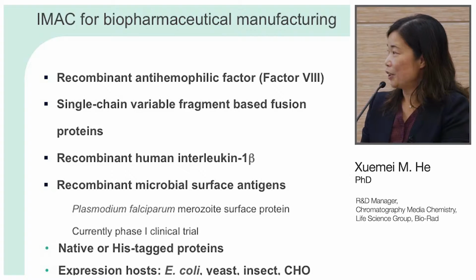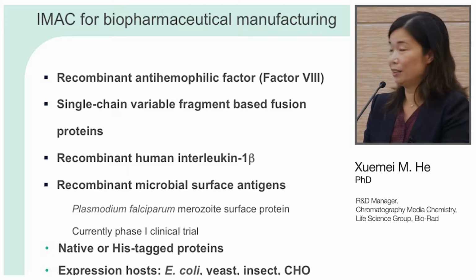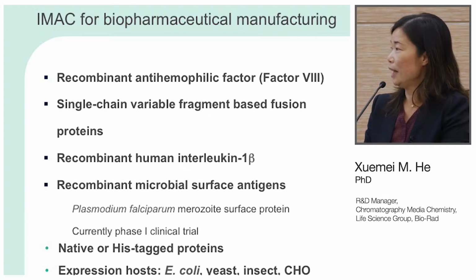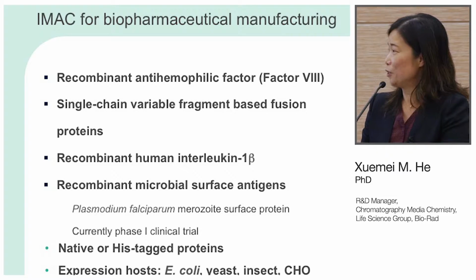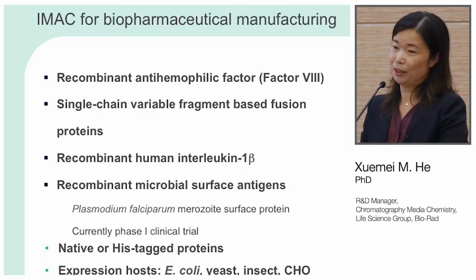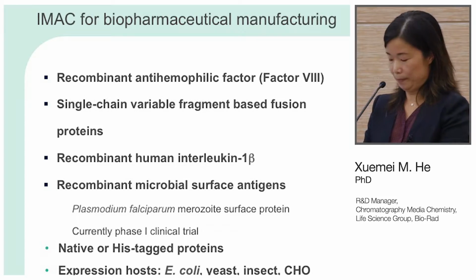As I mentioned earlier, you can purify native proteins if they're rich in histidine, cysteines, or carboxylates. You can also make histag fusion proteins, and the expression host can be E. coli, yeast, or insect cells, depending on the folding of the protein and the expression level.